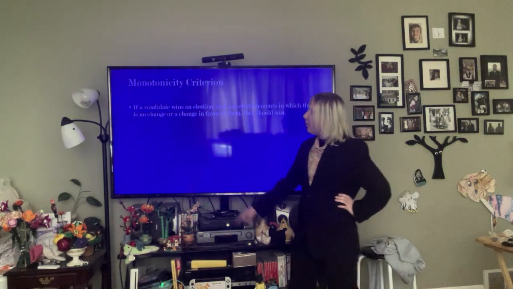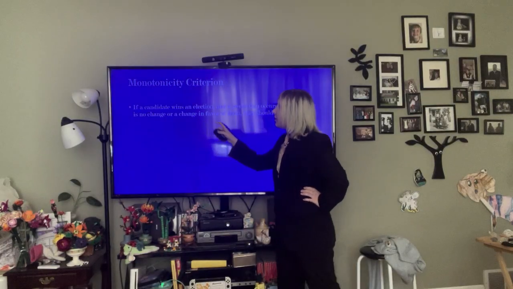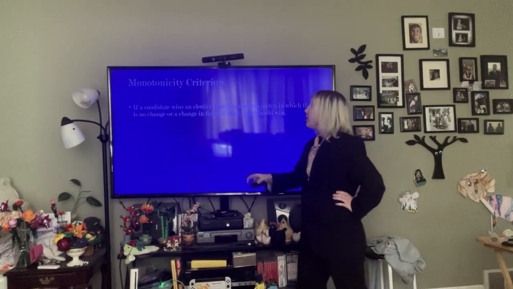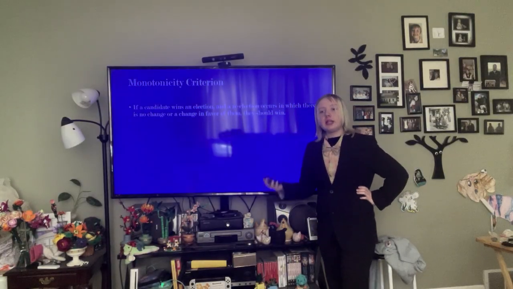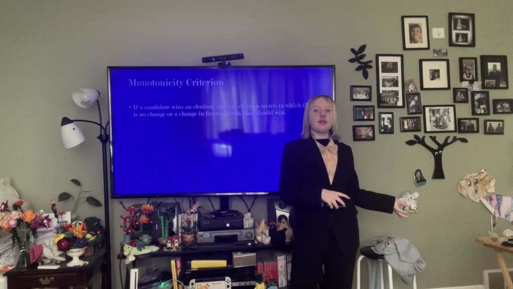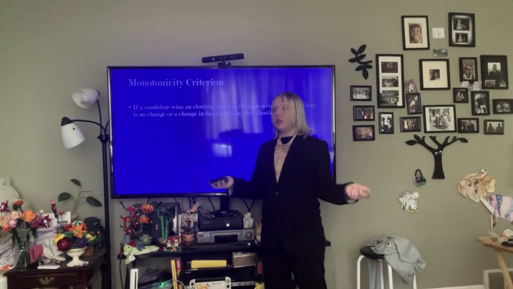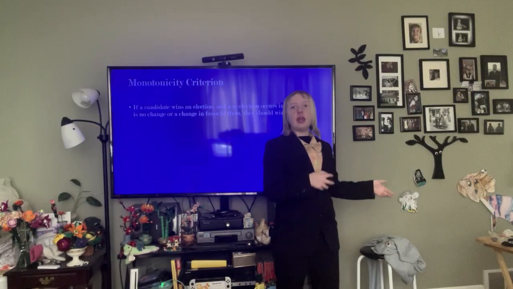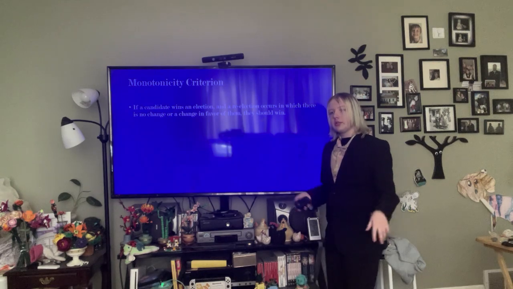Next is the monotonicity criterion. It's when a candidate wins an election, and then when there's a re-election, there is no change, or a change in favor of them, they should win. Would make sense if everything seems to be going better for them. They should win, right? I've already won once.